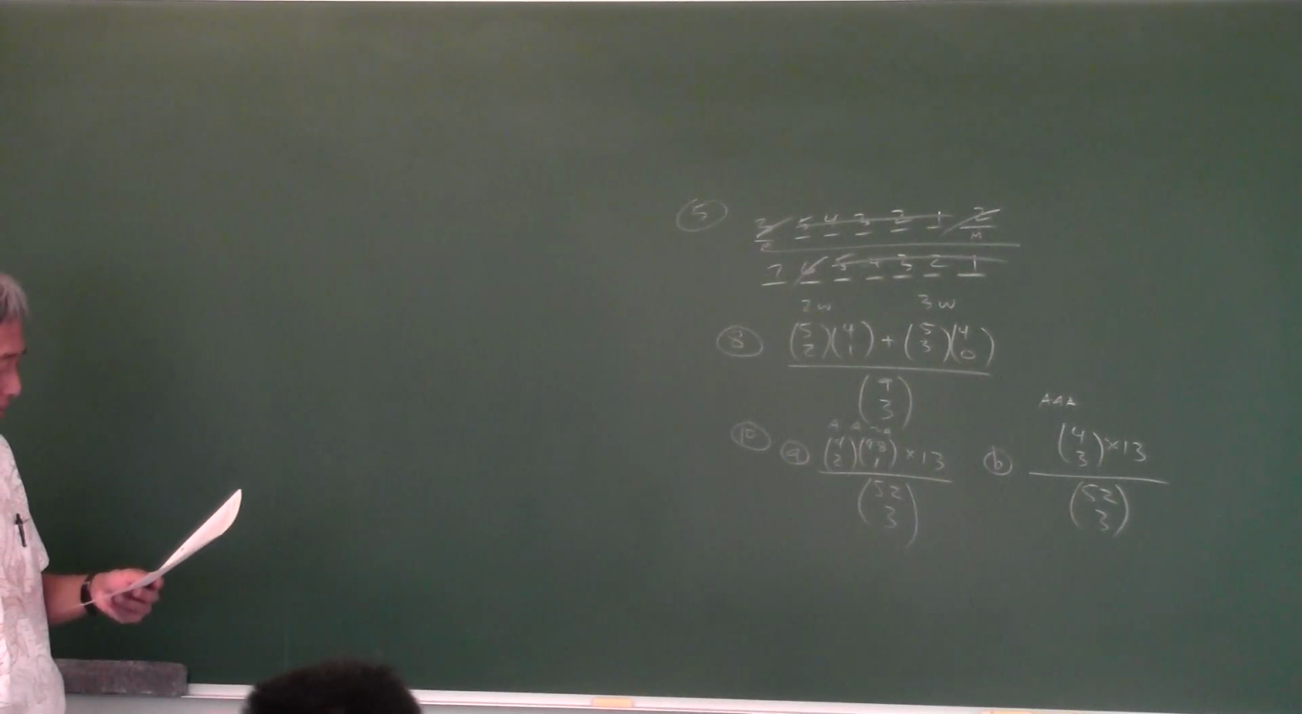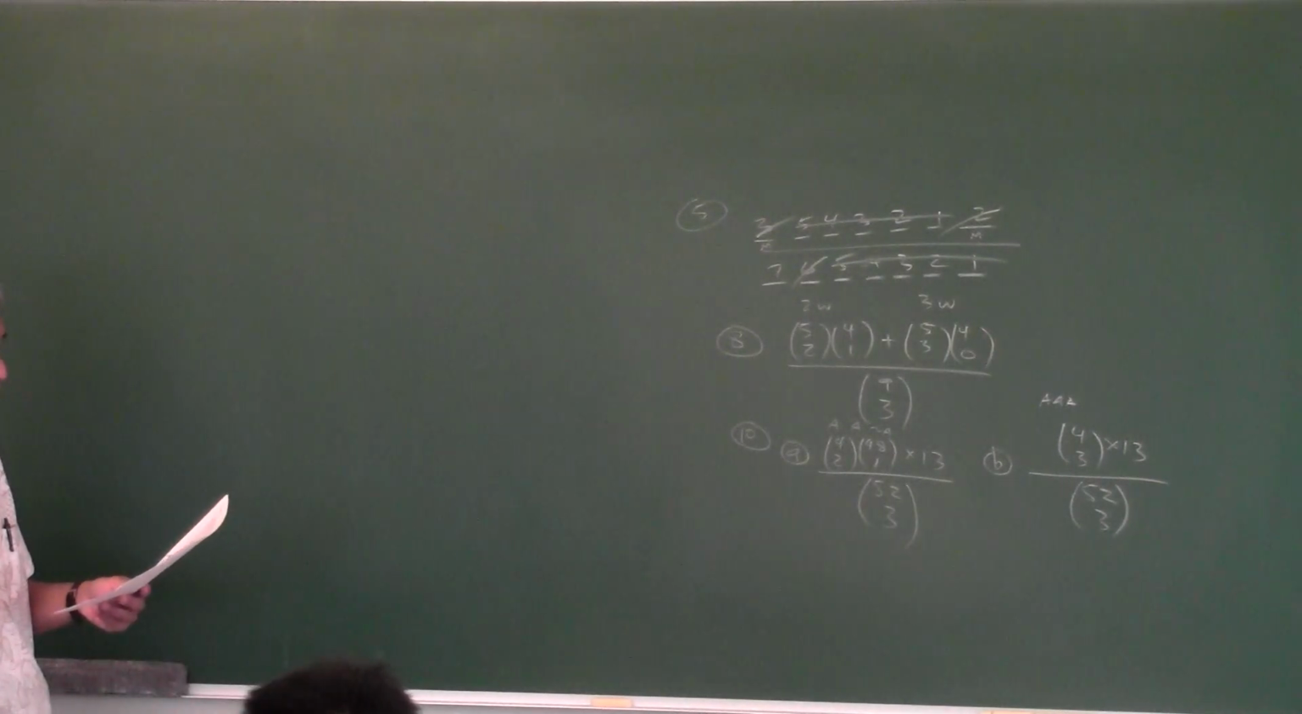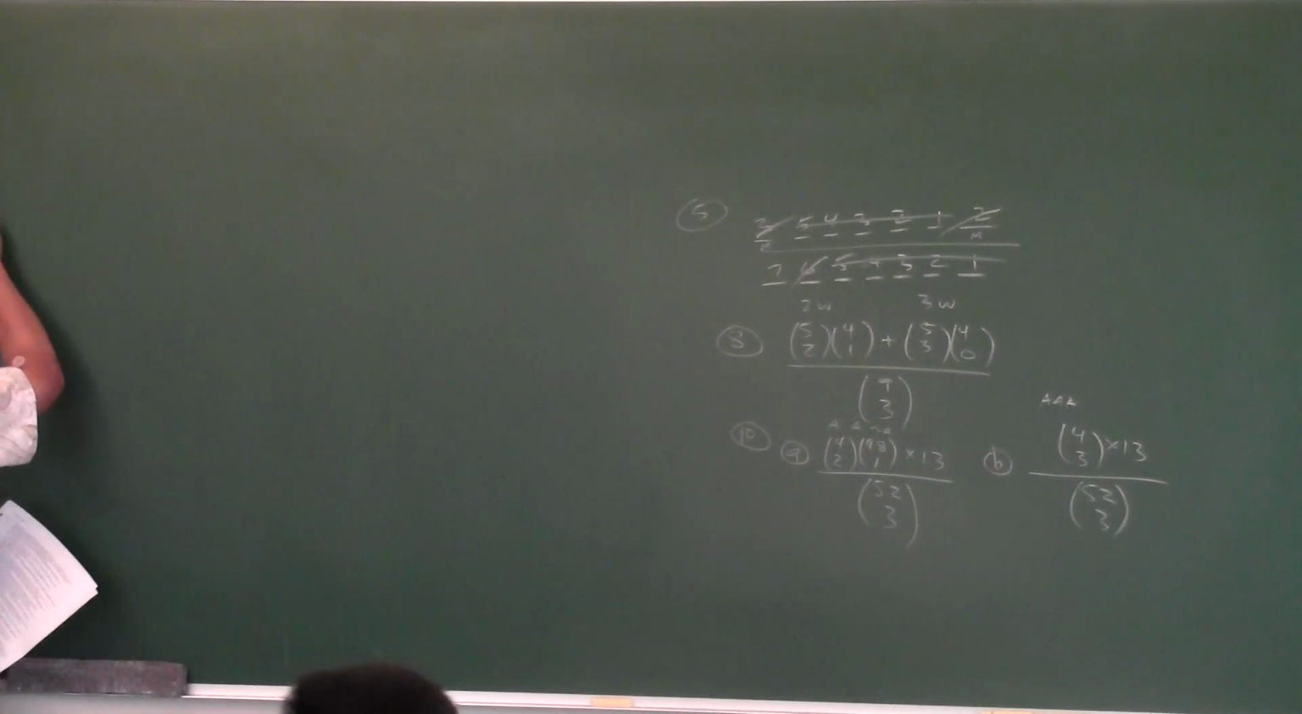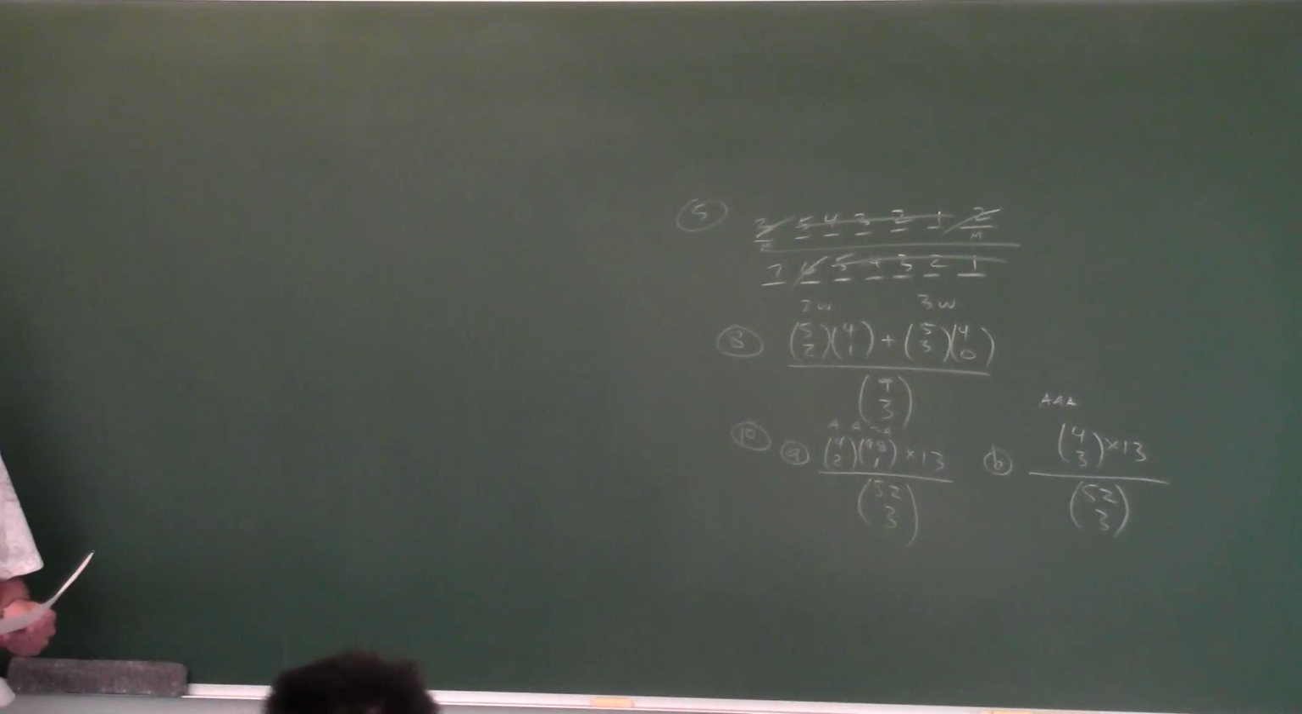Okay, let's look at number 6, the birthday problem. Let's do number 5, because I know some of you had the same problem on the combinatorics test, and I remember a lot of people got it wrong. So let's do number 5.